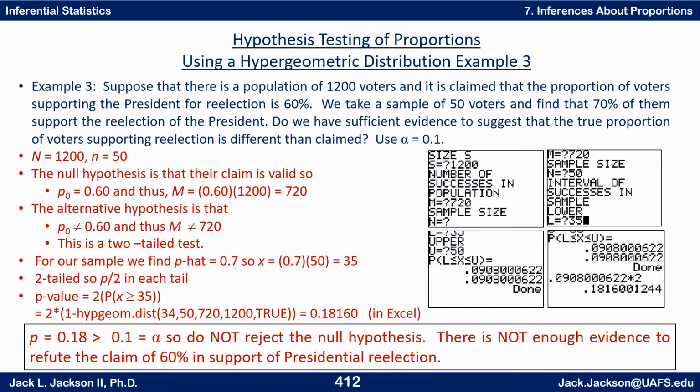Then remember, this was the way you have to do it if the population size is small, and really we should probably always do it this way if we know the population size. In the next video, we'll see what we can do if we don't know the population size, but we know it's really big. Then we can use a binomial distribution instead.